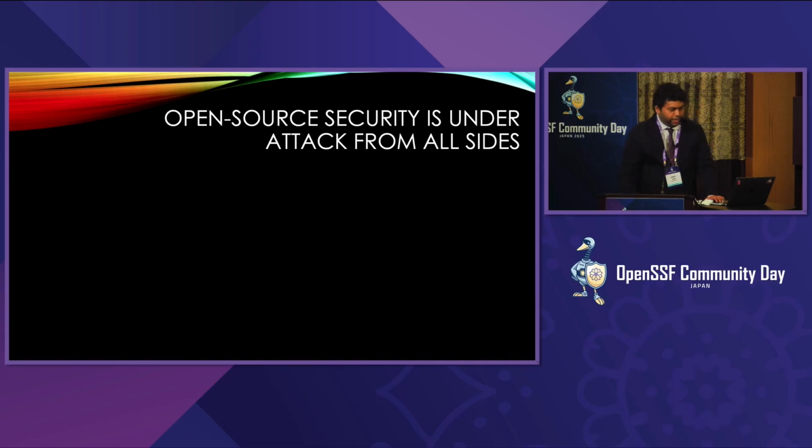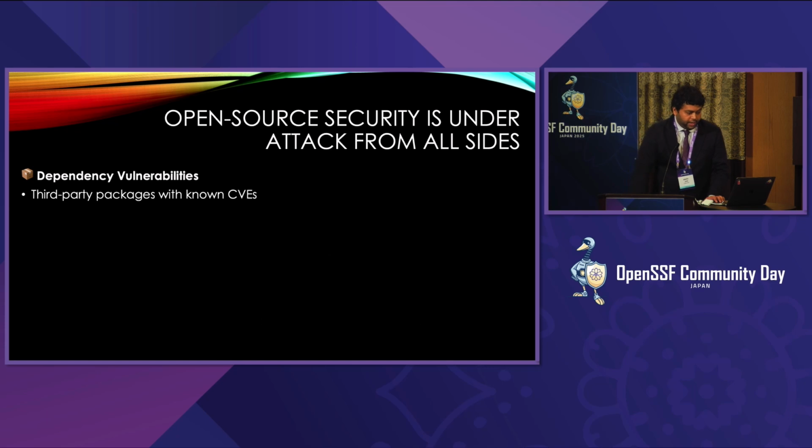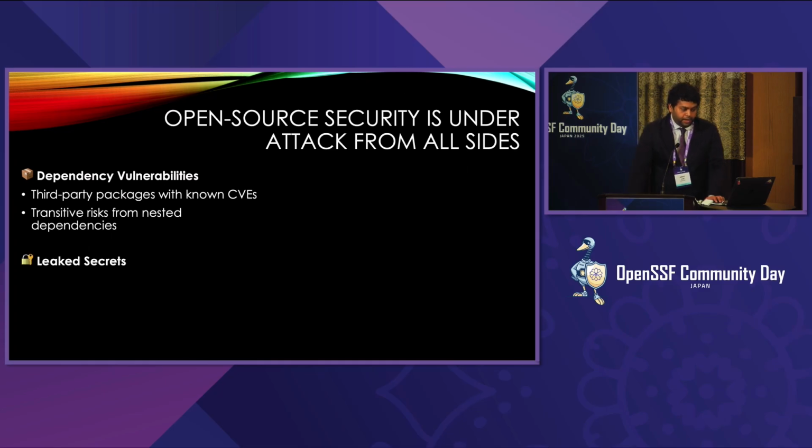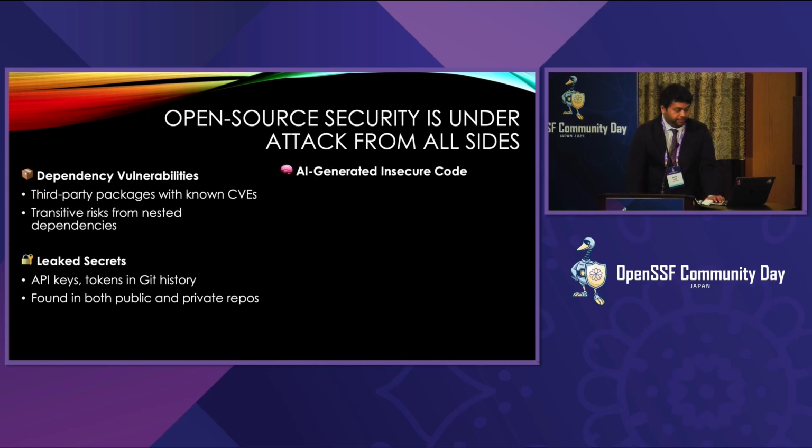So open source security is an attack from all sides. As we know, almost all of our tools use open source in the backend. There can be dependency vulnerabilities, as we discussed just before this session. We use a lot of third-party packages with known CVEs. Even these packages are using other packages, so there are many transitive risks associated with it. There are many secrets, as we already saw, that can get leaked: API keys, tokens in Git history, and whatnot. They can be found in both public as well as private repositories.